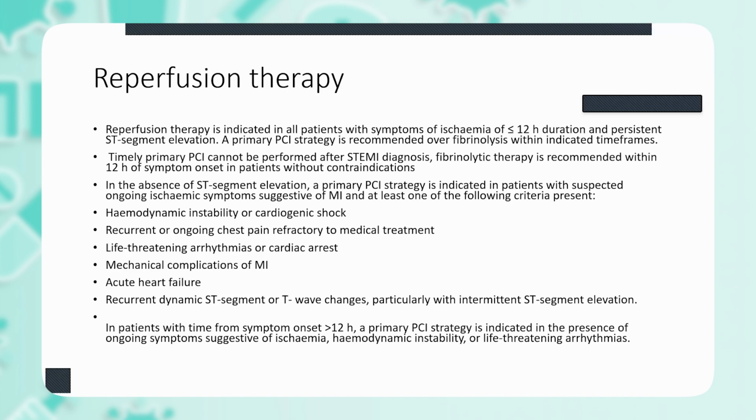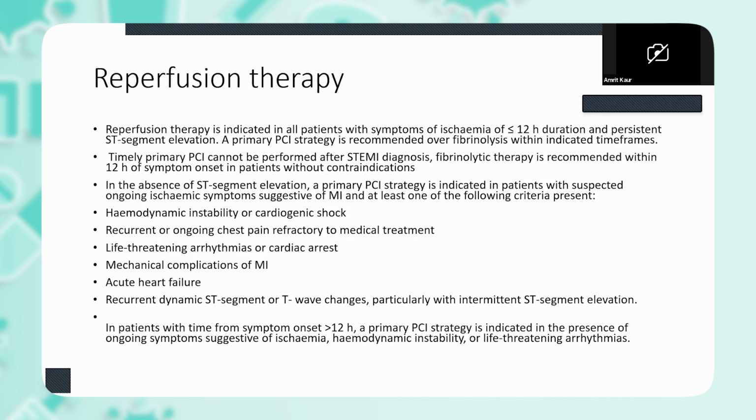Clear, ma'am. If there is a delay to primary PCI, and within 12 hours, you will do the fibrinolysis. If you can get to a center that has it, and you can get there within 2 hours, then a primary PCI is preferable. So it is not about getting there in 2 hours. It is about your wire crossing in 2 hours. Now this is because this is an EDIC exam. This is a European thing we are talking about.